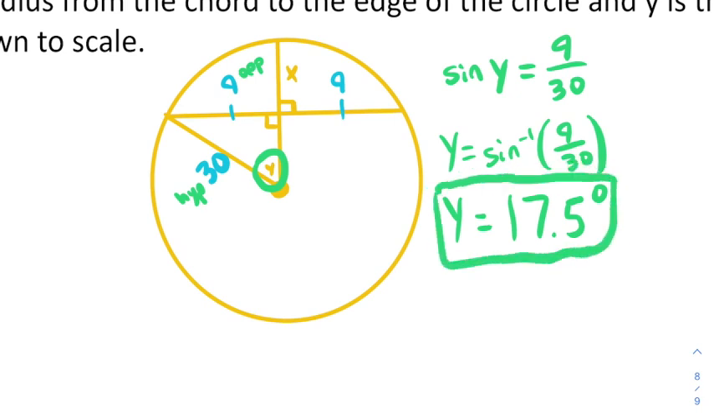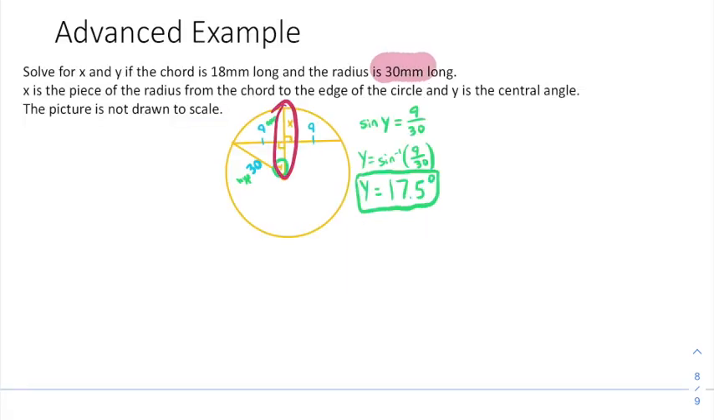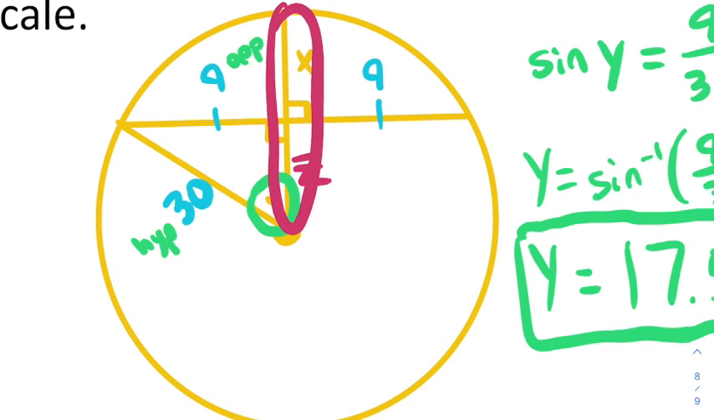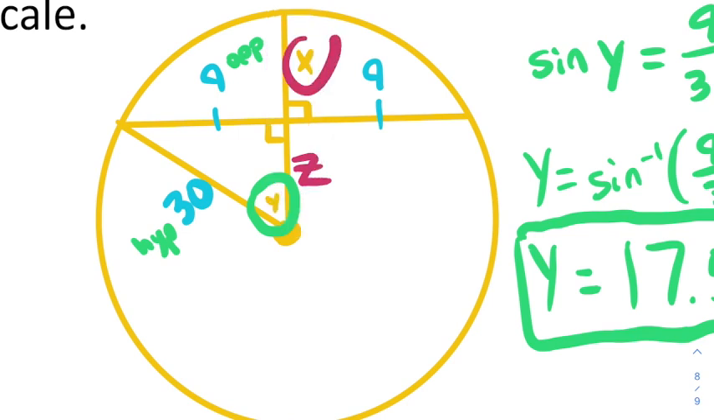Now the next thing I'm supposed to figure out is what x is. X is part of this 30 millimeter long radius, but it's not part of the triangle we've been starting to solve. But this segment right here is. Let's call that segment z. If I knew how long z was, I could subtract it from 30, which is the length of the entire radius, and that result would be x.